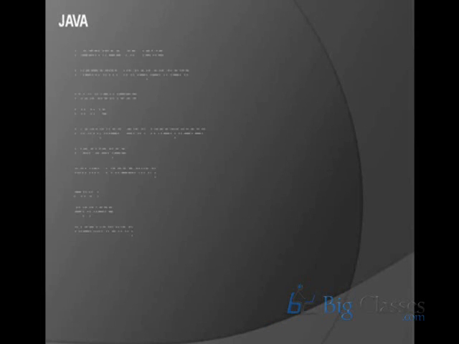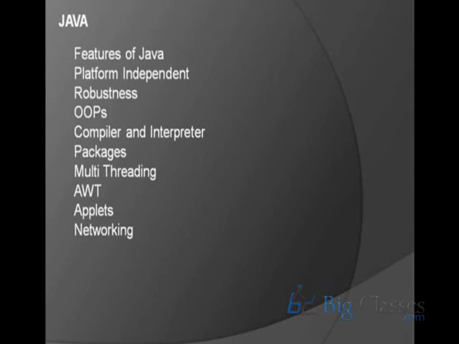And coming to the features, the first one is platform independent. That means you can run Java programs on any operating system. That means you can run on Linux, Unix, Sun Solaris, and Windows. Right? And the next one is robustness. For Java programs, viruses do not attack because it won't create any exe file.